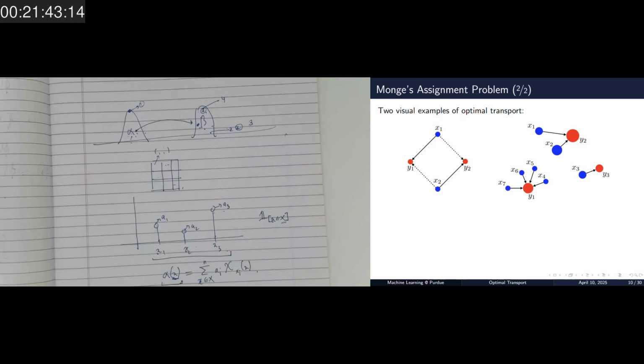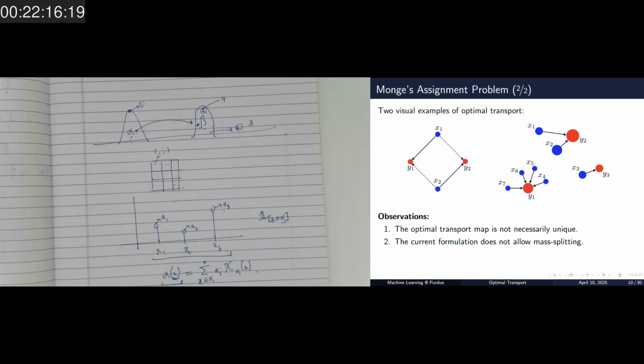Then another problem that looks a little bit more complicated: you have a bunch of the x's in blue, from 4 through 7, that all basically move into y1, and crucially these are valid transportation plans. So there are a couple of interesting things we can observe just from these two examples. Firstly, the optimal transport map is not necessarily unique, right? This is from the example on the left. And the other one is that this current formulation doesn't allow us to split mass.